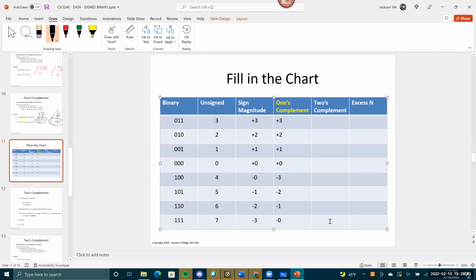When you compare one's complement to sign magnitude, they essentially represent the same range of numbers. You're not getting more numbers. If you look at this chart, you have +3 and -3. When it's positive, it's the same, but when it's negative, it's different. What makes it different is that the bits are flipped so that its relationship to the positive number is the exact opposite. So it's just a little more intuitive.